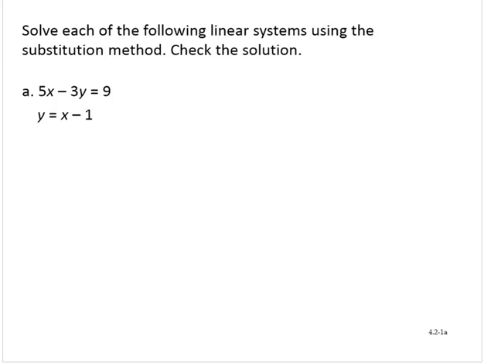So if we look at this system, we have 5x minus 3y equals 9, and y equals x minus 1. Notice how in the second equation, the y variable is isolated. Once we have an isolated variable, we will use substitution to replace the y in the other equation. So I'm going to use the x minus 1 to replace the y in the other equation.